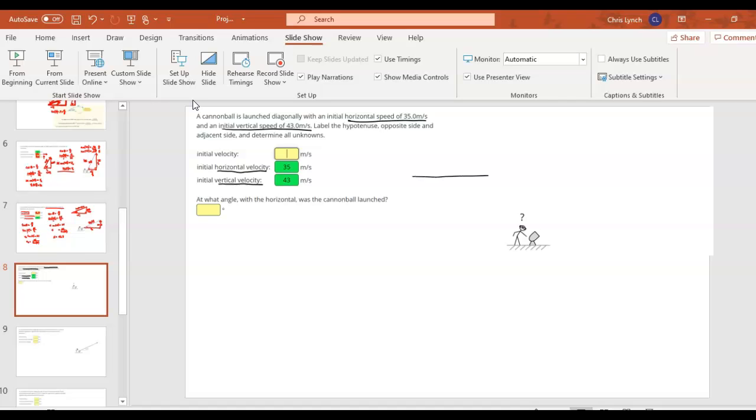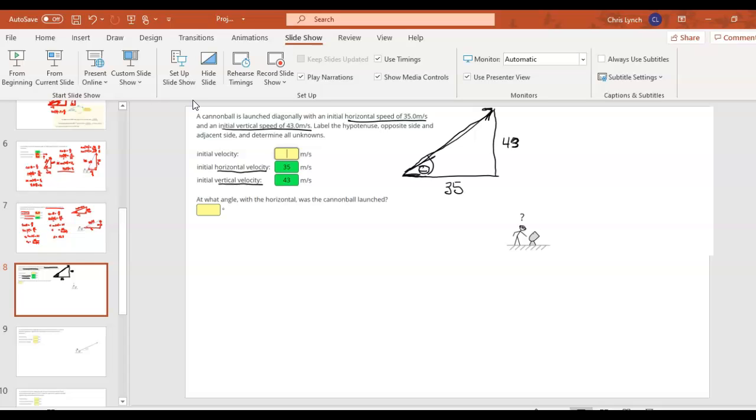Okay, so what do we have here? We've got a horizontal of 35 and a vertical of 43. Okay, and so what don't we know? We don't know the hypotenuse. Okay, and so the cannonball is in reality launched in this direction. And we also don't know the angle above the horizontal that the cannonball was launched. So we don't know this angle either.